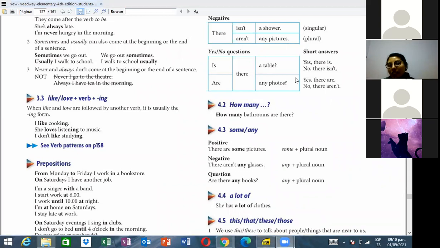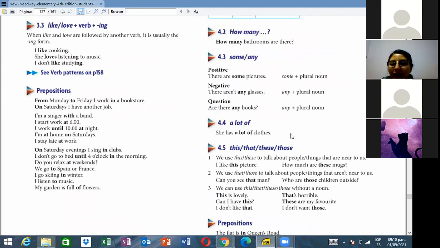Y eso lo vamos a ir viendo. Solamente les adelanto. Solo es la respuesta que nos daba Natalie. Sí, es verdad. ¿Ok? Usamos el some también en pregunta solamente en ese momento, cuando ofrecemos algo. ¿Ok? Y después, generalmente, siempre, va a estar en las oraciones afirmativas. ¿Ok? So, let's go back.